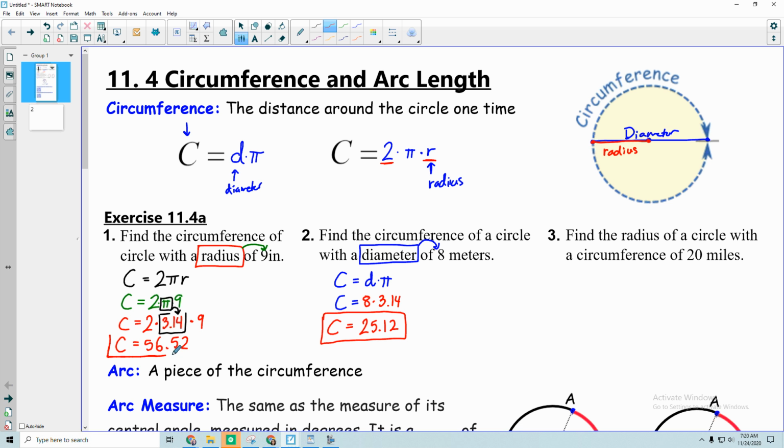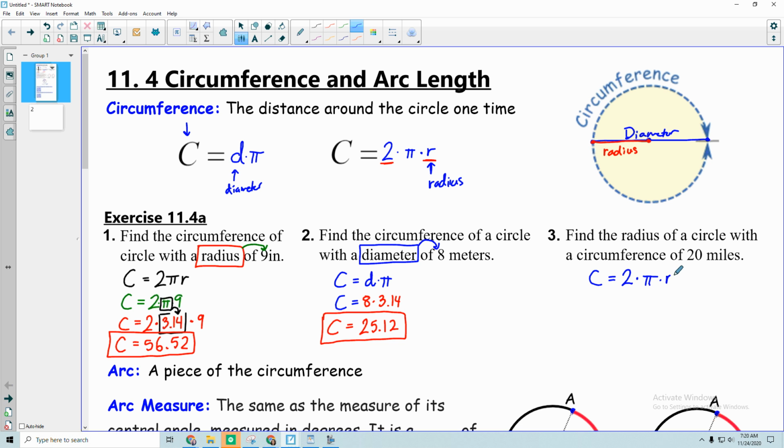Just as 56.52 was the value, that was the distance around the circle one time for that circle. That was the circumference. Okay, and then the last problem that we'll do is a little bit different. This one says find the radius, not the circumference. It says find the radius of the circle with a circumference of 20 miles. Okay, so I'm still talking about the radius and the circumference. So I want a formula that has to do with both the radius and the circumference, which would be this second formula here. So I'm going to go ahead and write this down.